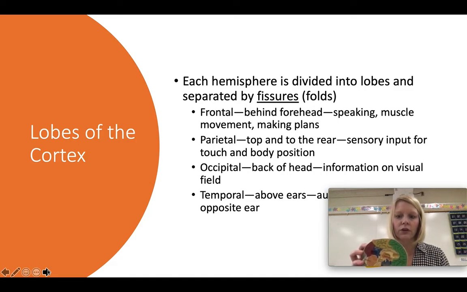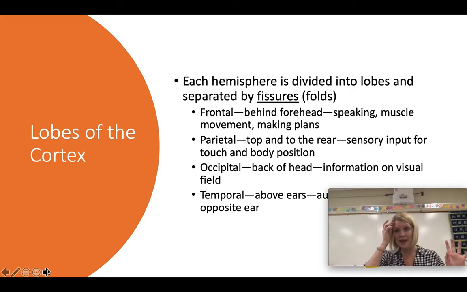I wish I could send this around the class so you could see this a little bit better. This is for sensory input and touch, so really anything you feel. Let's just say feel. Sensory input for anything that you feel.